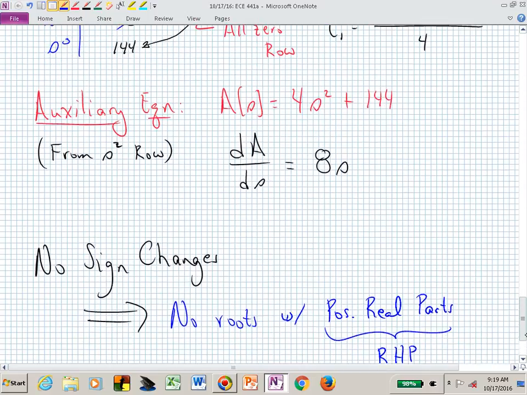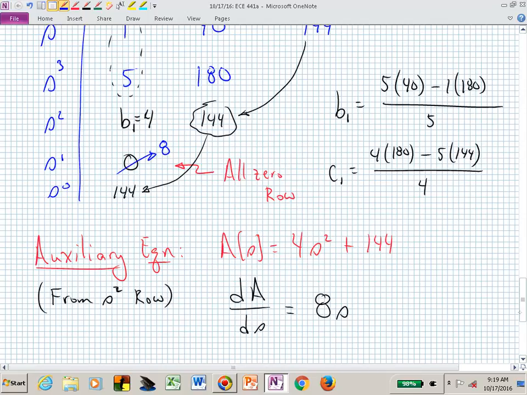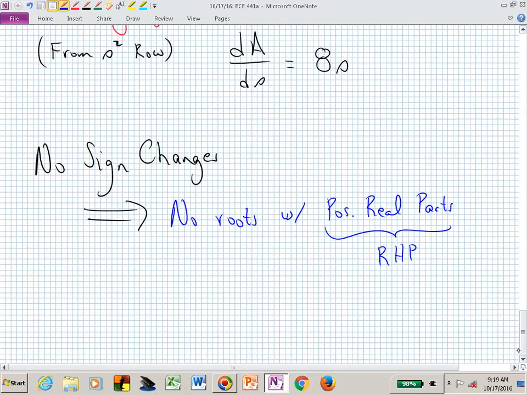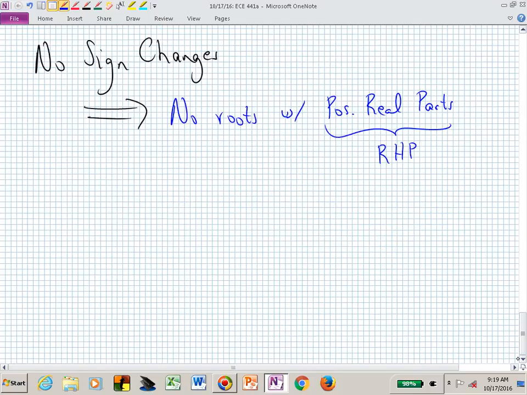But whenever you have an all zero row, that should just raise a flag. That should immediately make you start getting nervous, or at least thinking, oh, this is getting a little more interesting or a little more exciting. So the fact that we had no sign changes tells us we don't have any roots in the right half plane, but there was an all zero row.